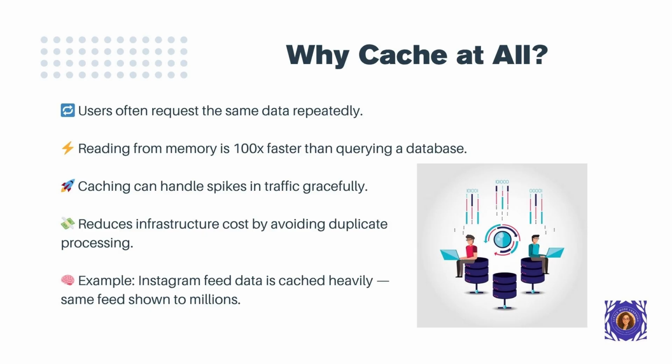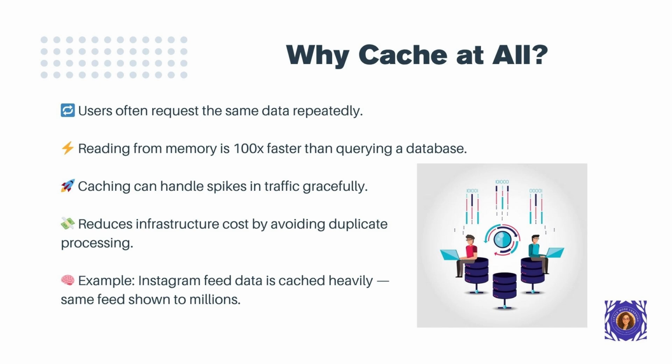Secondly, and perhaps most importantly, there's an immense speed disparity between different storage mediums. Reading data directly from an in-memory cache is often literally hundreds of times faster than executing a complex query against a persistent disk-based database. Thirdly, caching provides a crucial buffer, allowing systems to gracefully handle sudden spikes in traffic. Instead of overwhelming the database, many requests can be served directly from the cache.